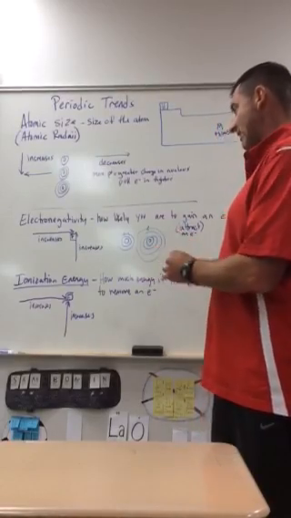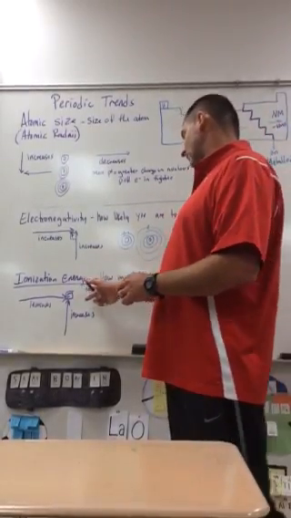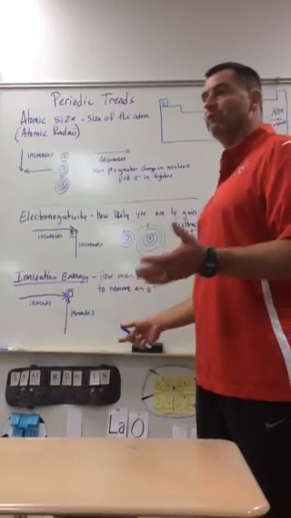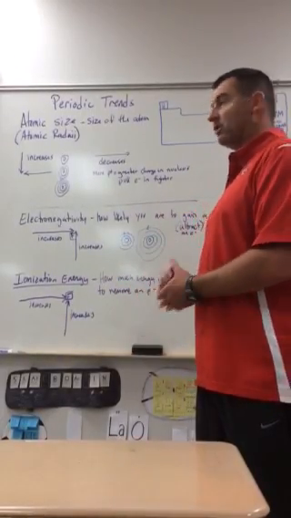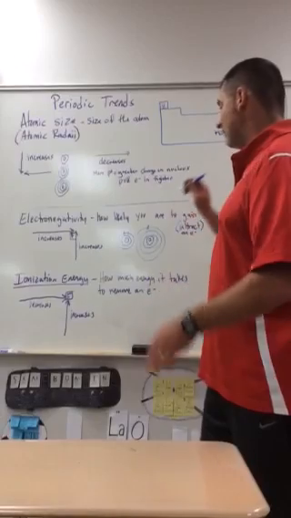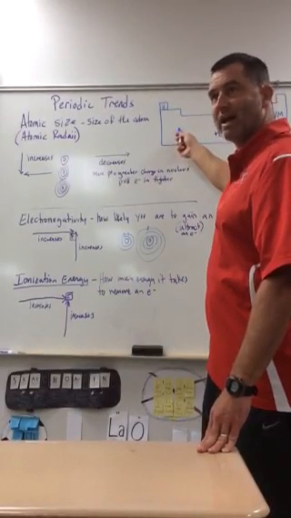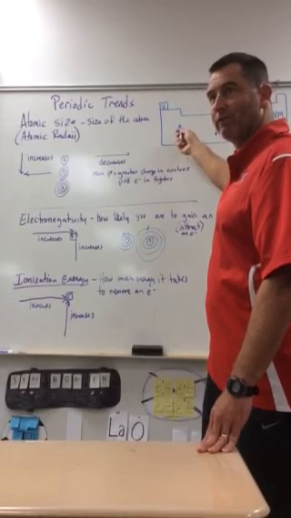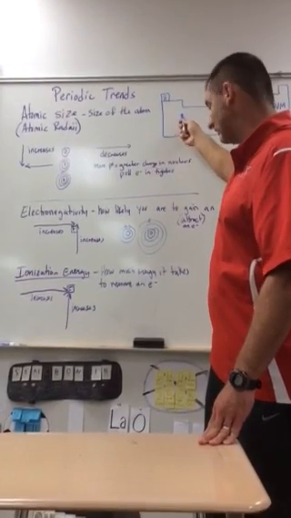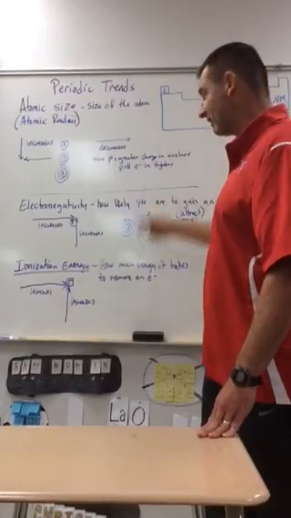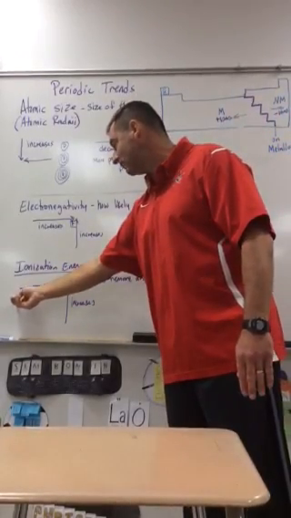Okay, and then ionization energy is how much energy it takes to remove an electron. All right, so think about this. The metals want to give up electrons, right? So it's not going to take much energy at all for the metals to lose an electron. So they're going to have low ionization energies over here.